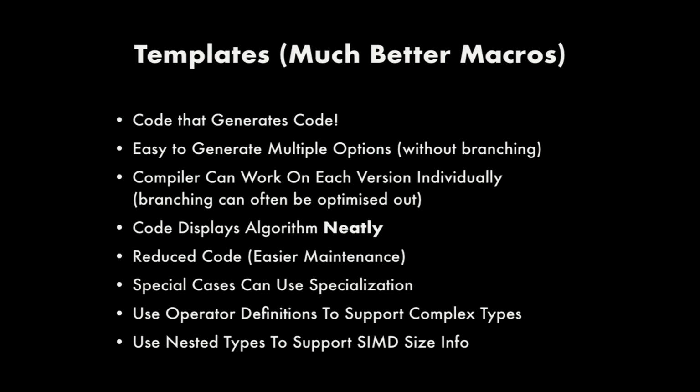We can use operator definitions to support complex types, so that's where the SIMD stuff comes in. So we can actually start programming with vectors in a way that looks like normal code. And we can do things like nest types within them to tell us how big they are. So if I've got an algorithm and I'm going to want to go over some data, and I might want to have vectors of different sizes, I can write one algorithm, or one set of code, and then instantiate it with different sizes of vectors.